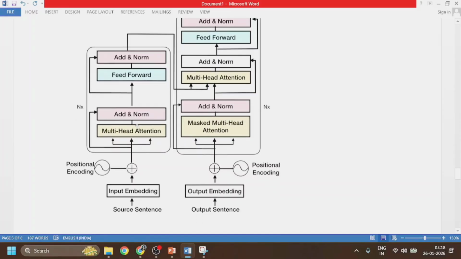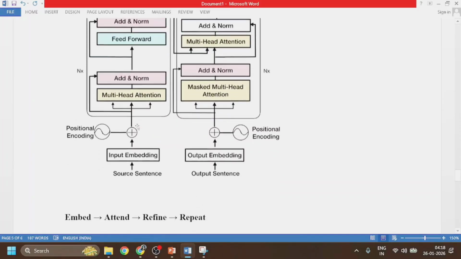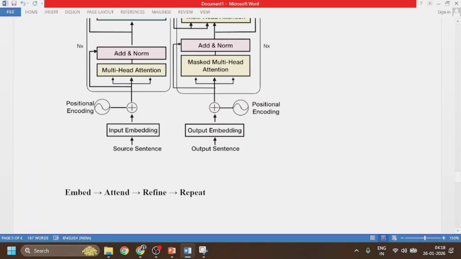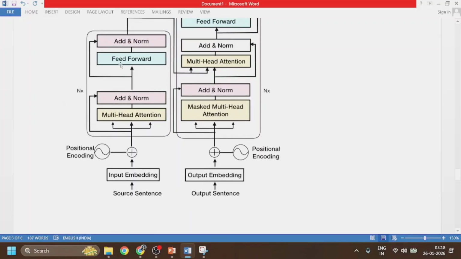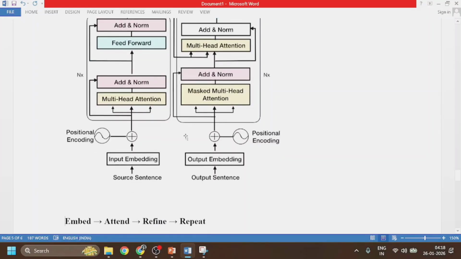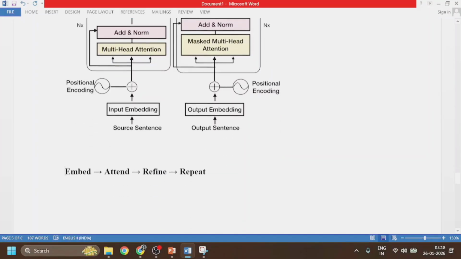And if you like, you can say embed, attend. First stage is embed here, attend here, refine here, and repeat. Embed, attend, refine, and repeat.